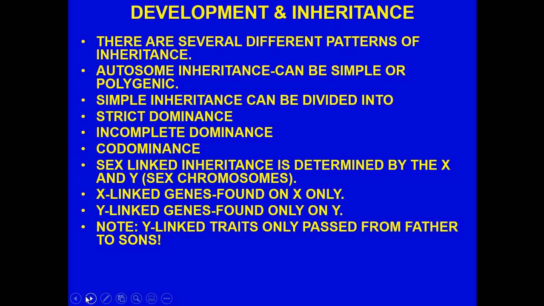Anyways, moving on. Now, there are several different patterns of inheritance. We have autosomal inheritance. This can be simple or polygenic. Autosomal, they're all on the 22 pairs. Simple inheritance can be divided into strict dominance, incomplete dominance, or codominance. Let me help you there with a real quick example. Strict dominance, like I was showing you, whether you have one copy or you have both copies of the alleles, that gene is going to be expressed. It's going to be observed. Incomplete dominance, this is where you get a blending effect.